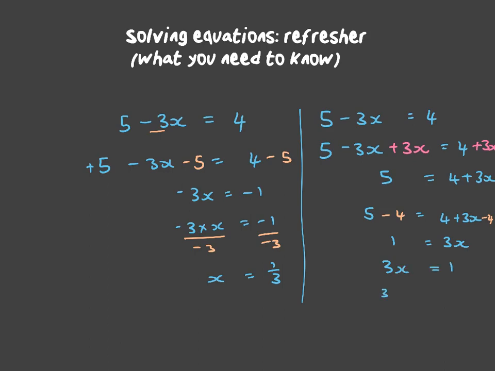Therefore, 3 times x is equal to 1. What do I need to do? Yes, divide by 3 on both sides. Right, so therefore x is going to equal a third.